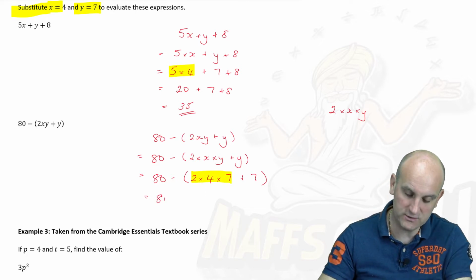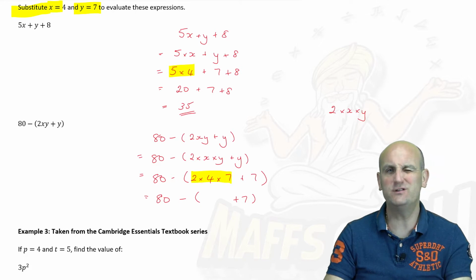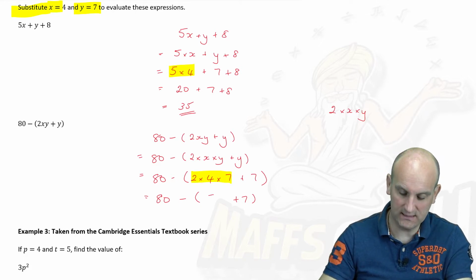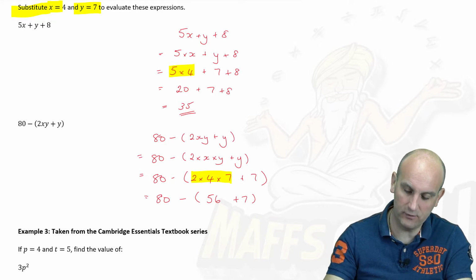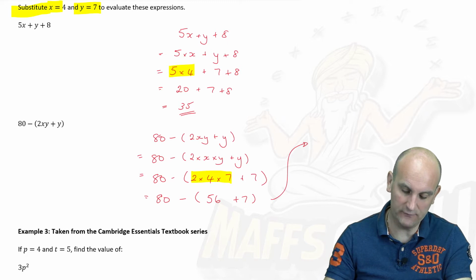I'm going to write down the rest of the question. There's 80 minus, let's put the brackets in. There's the plus 7 because I'm not using it. So 2 times 4 is 8. 8 times 7 is 56. There we go. So 56. Now I'm going to run out of room, so let's rub that out so that I can continue working down the page with enough room.